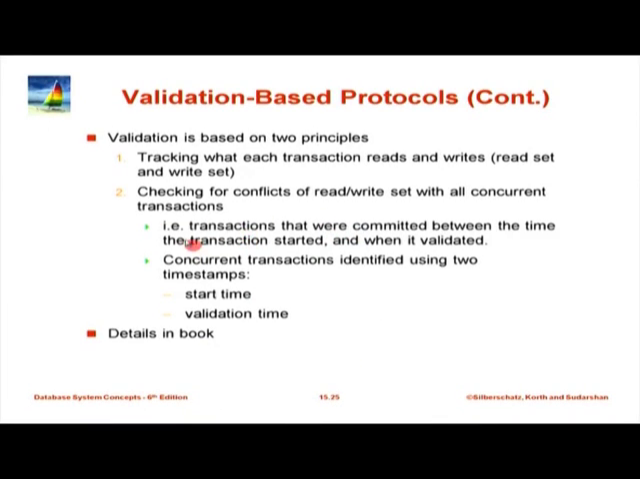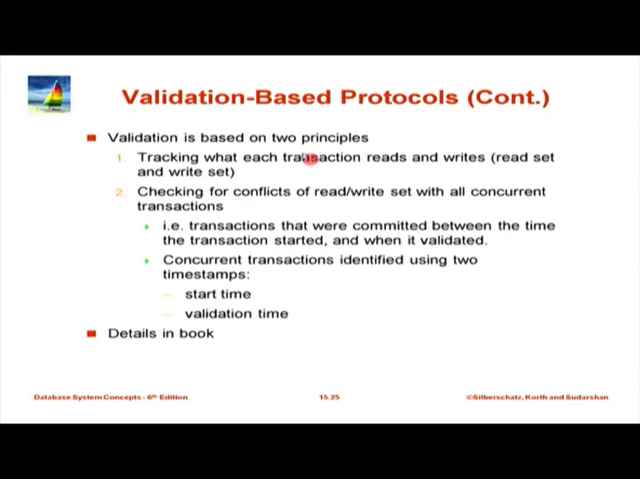Concurrent transactions here means transactions that were committed between the time the transaction started and when it is validating. Transactions that committed even before it started, we don't care about. They couldn't have had any influence whatsoever. So how do you detect what are concurrent transactions? Well, we have a start time and a validation time. For each transaction we keep track of when it started and when it validated. So we have an interval, and this interval is used to identify concurrent transactions.